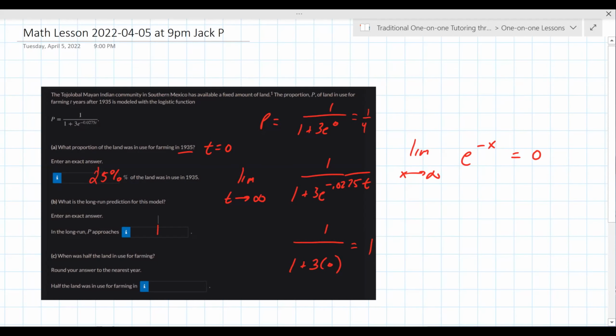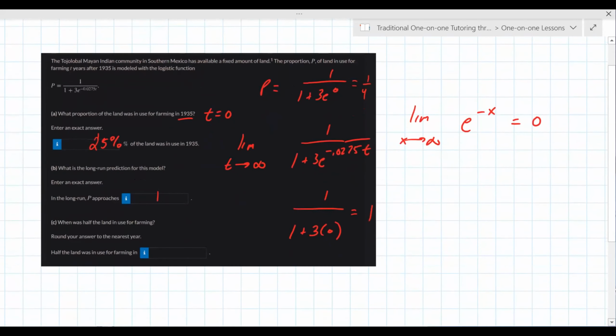Are you allowed to use a calculator? Yeah, like we're all using calculators for this.